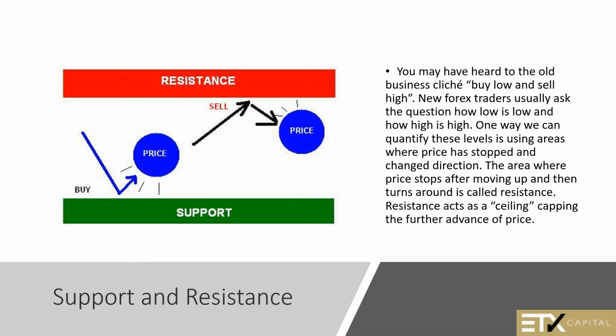So you may have heard the old business cliche, buy low and sell high. Traders usually ask the question, how low is low and how high is high? One way we can qualify these levels is using areas where prices stopped and changed direction in the past, or where price got stuck. The area where price stops after moving up and then turns around is called resistance. Resistance acts as a ceiling capping the future advance.